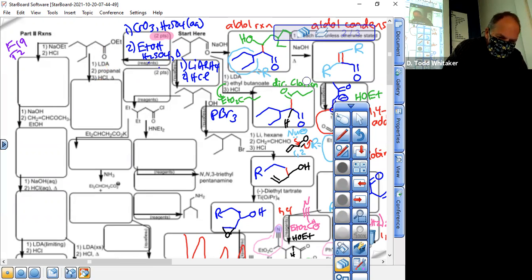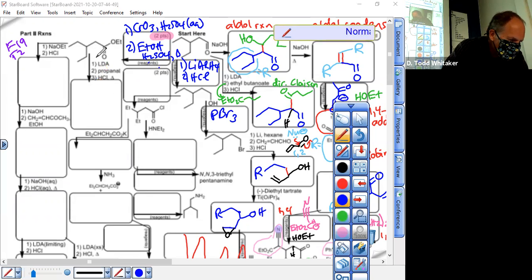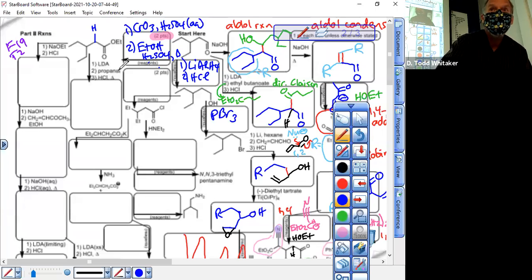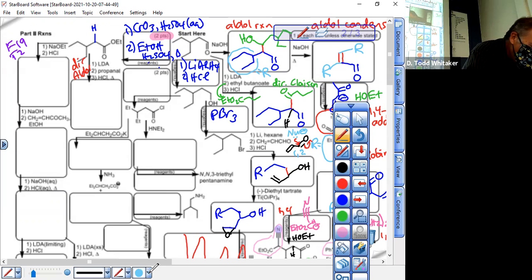Oh, LDA. Our buddy again. This time we're taking an H from the alpha position here with LDA, attacking an aldehyde. Oh, a directed aldol reaction. Directed aldol, DIR aldol. DIR stands for directed. And you're attacking propanal. I'm not even going to draw propanal. It's a 3-carbon aldehyde. We'll see it when we draw the product.